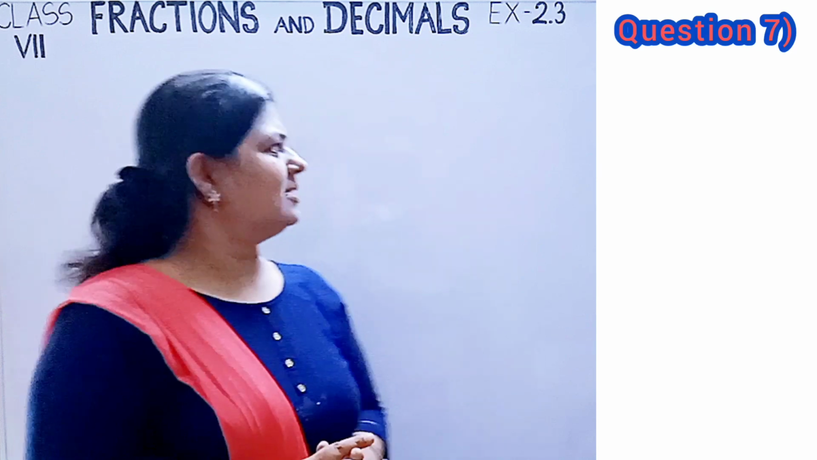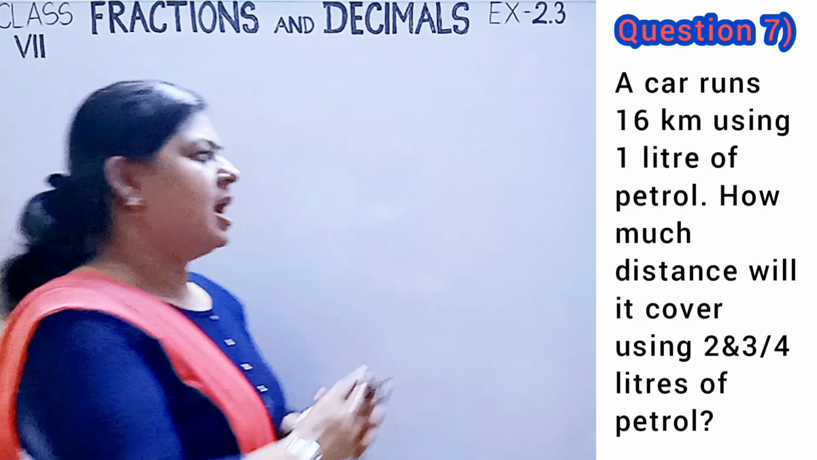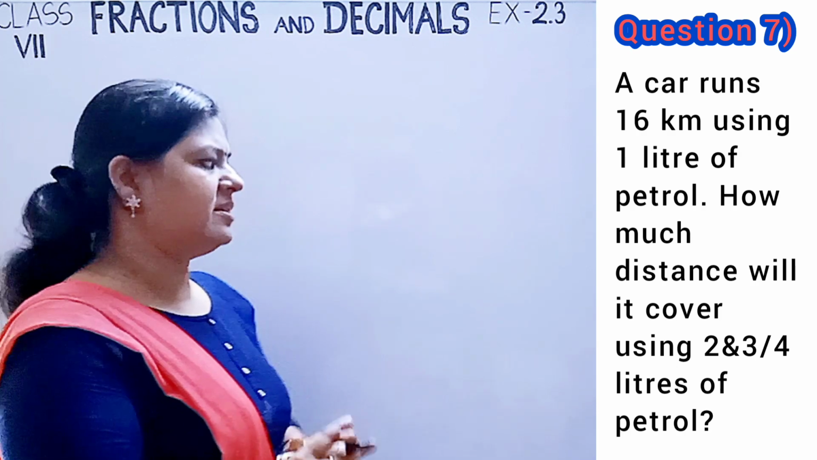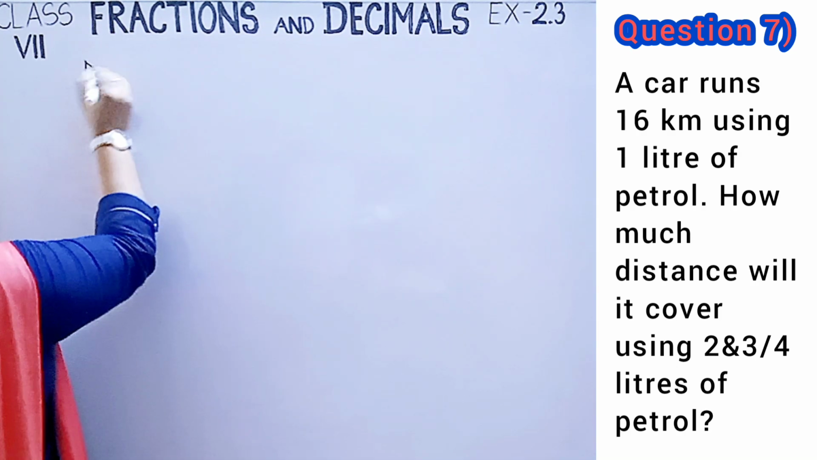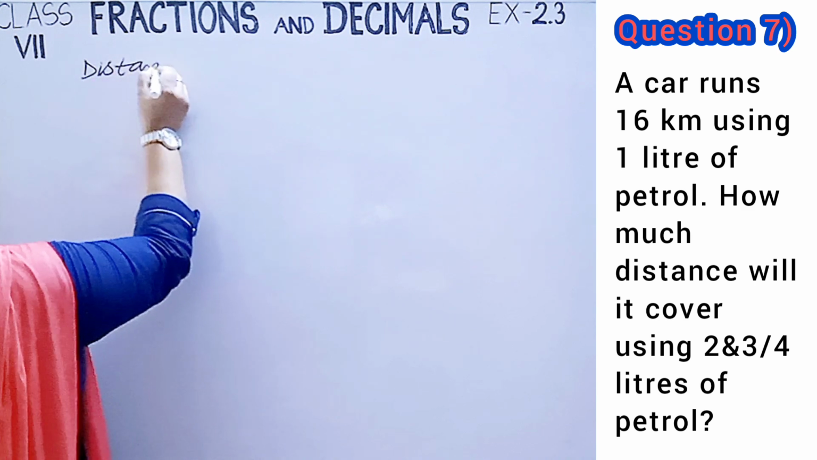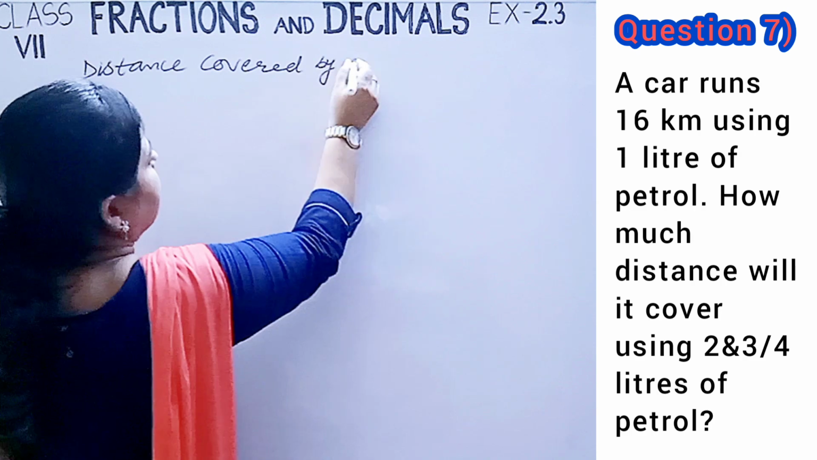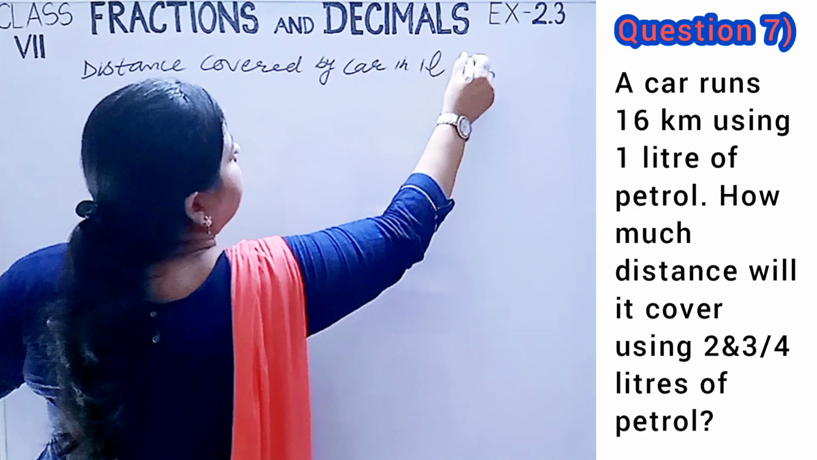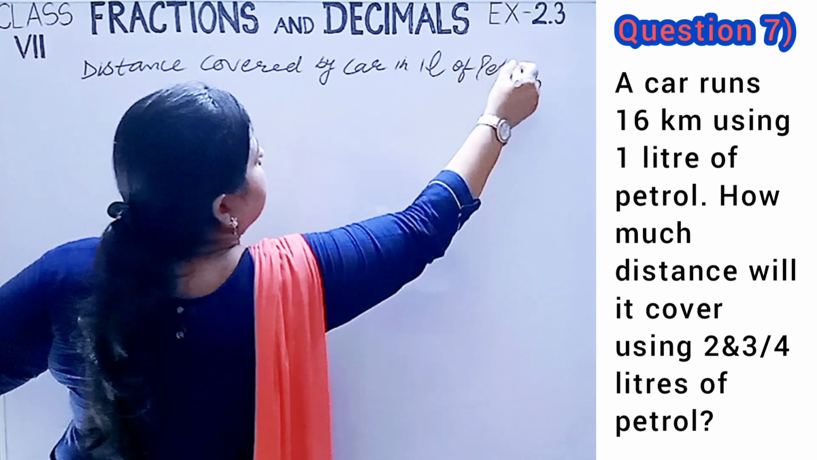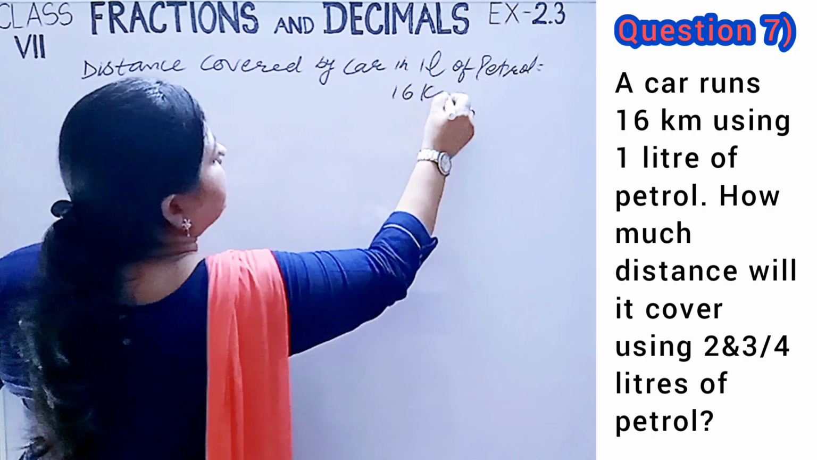Question number 7. A car runs 16 km using 1 liter of petrol. How much distance will it cover using 2 and 3/4 liter of petrol? So the distance covered by the car in 1 liter of petrol is 16 km.